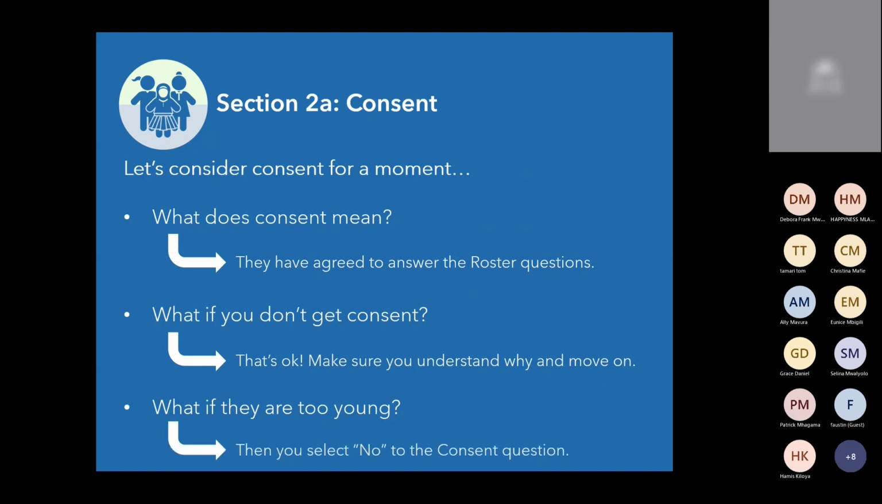And if they're too young, again, they might be ready to answer the questions. They're like, sure, I can do this. But because you have decided as a team that you don't want to interview anyone under a certain age, you yourself are going to select no to the consent question. This is important. It's not because they haven't consented. It's because you are deciding that it is not appropriate. Okay?